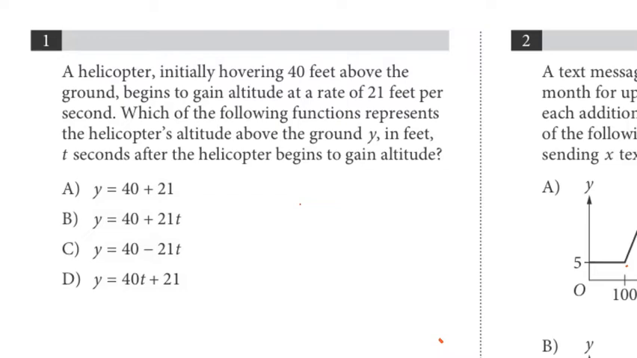Well, this is just the equation of a line starting at 40 feet. So that would be the y-intercept. If we start at 40 feet, this is our initial starting point. And every time that we gain altitude at 21 feet every second, 21 feet per second, we would add 21 times the number of seconds.